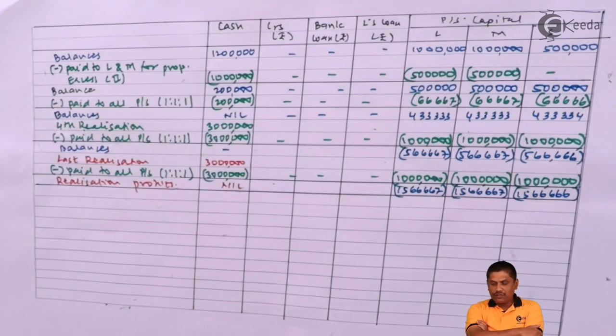Right? Importantly, one more thing we have learned toward the end, that when our payments are more than their existing capital, that means we are paying them for profit. And the final profit we will derive at the end of that statement. I hope you have understood this question.